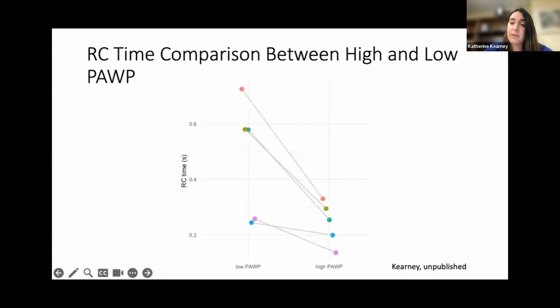So can RC time therefore be used to measure acute changes in left atrial pressure from the PA waveform itself? This is from a cohort of LVAD patients undergoing clinical ramp study with changes in wedge of at least 5 millimeters of mercury between the high and low wedge pressures. RC time reliably shortened with elevations in left atrial pressure.